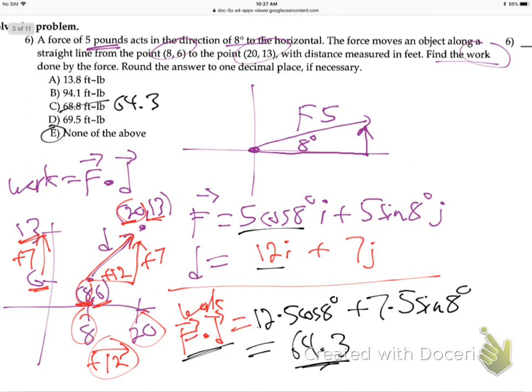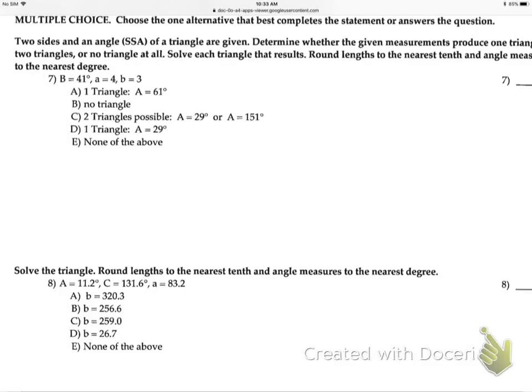Questions to there? Let me show how I did that. You just have to find the force vector, which again is 5 cosine 8 i plus 5 sine 8 j. For the distance vector, just subtract the x values, subtract the y values, get the i and the j, and dot them together, which just means multiply them, drop the i's and j's, and add them up. That's the dot product. Wow, they really got far off. They have to be rounding more carefully.